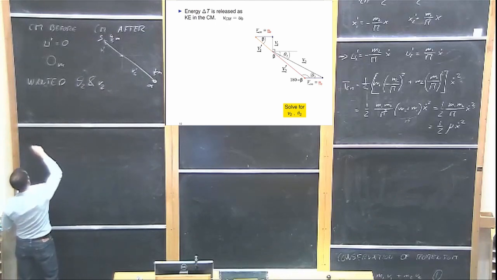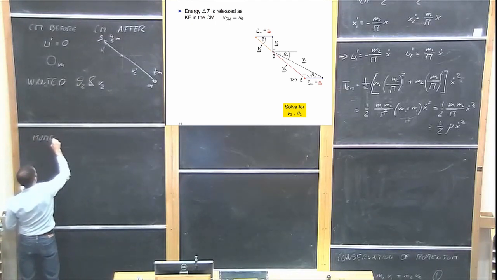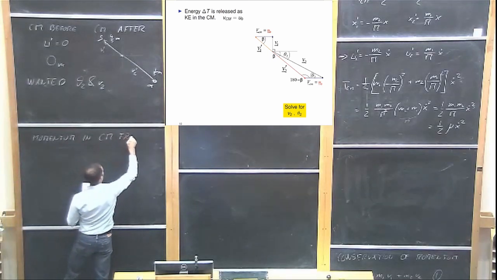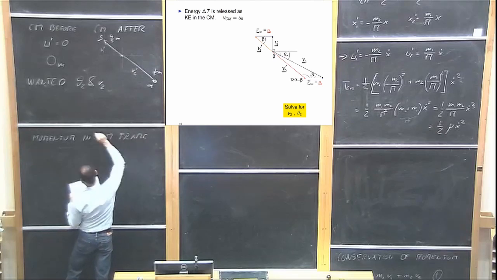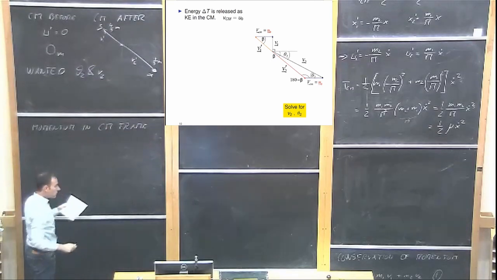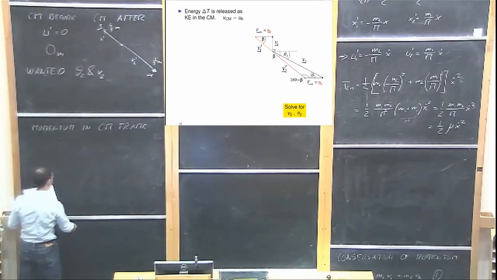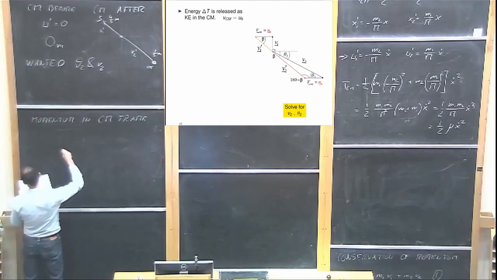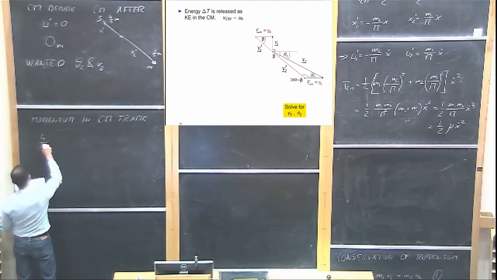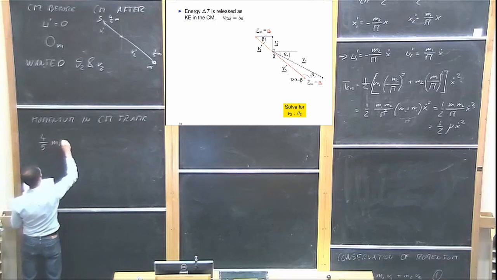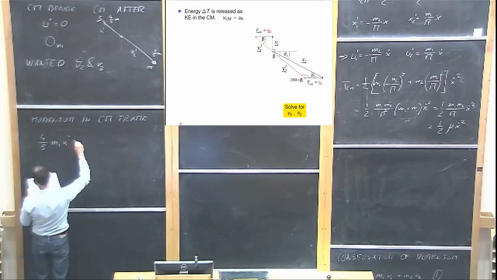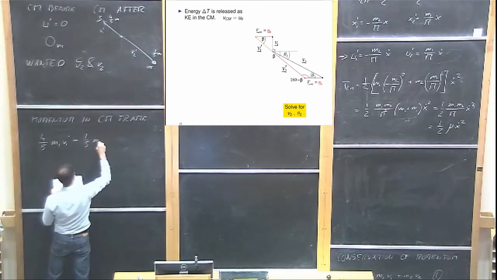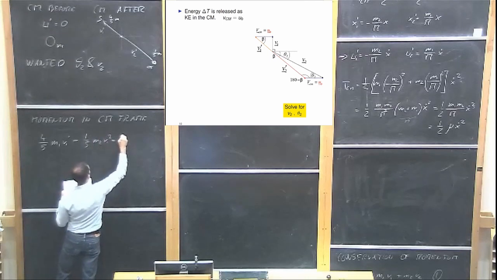We know that the momentum in the center of mass frame, before the collision it's naught, after the collision it's naught. In the center of mass frame the momentum is always naught. So 4/5 m1 v1 prime equals minus 1/5 m2 v2 prime equals naught.